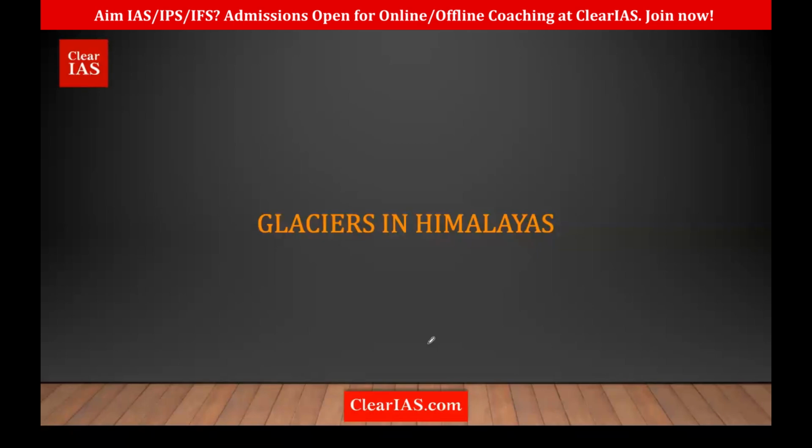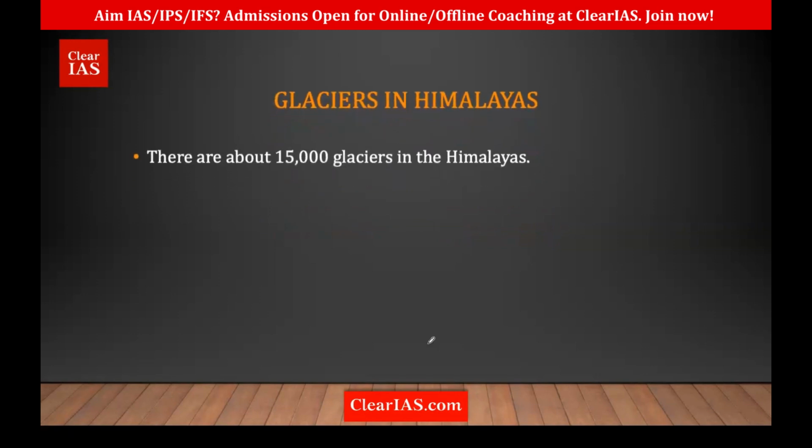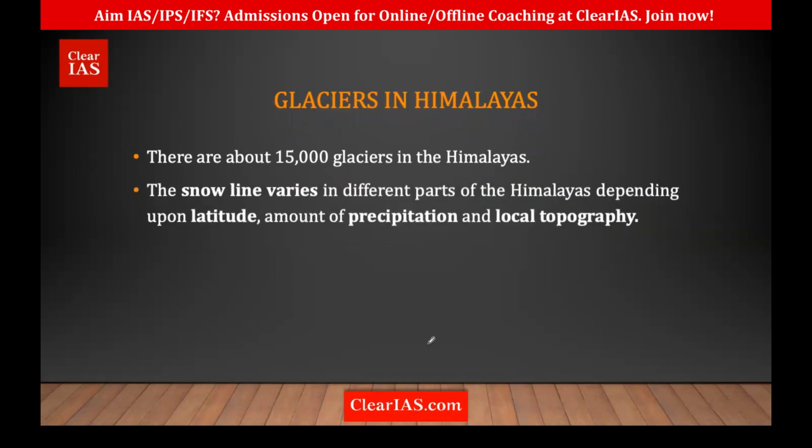Glaciers are mainly found at very high elevation, so in India they are found only in the Himalayas. But they are among the largest glaciers in the world after the polar ice caps. There are so many, more than 4,000, even 15,000 glaciers found in the Himalayas. So it's impossible to study all, and we'll study only the important ones.